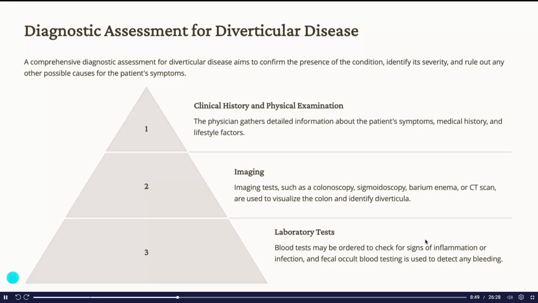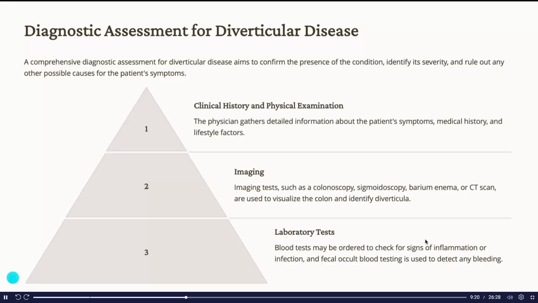Imaging studies like CAT scan are often used to confirm the diagnosis and to tell us the extent of the inflammation or complications. They can do barium studies to visualize the colon and look for the diverticula. And again, the CT scan can help distinguish between diverticulitis versus other conditions. Okay.